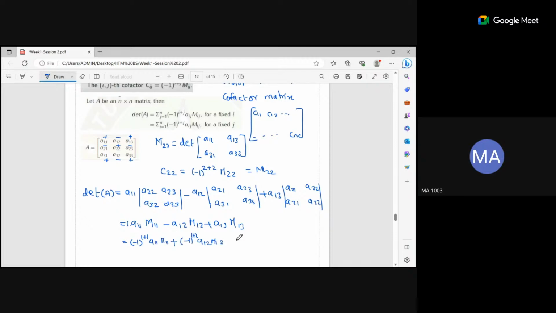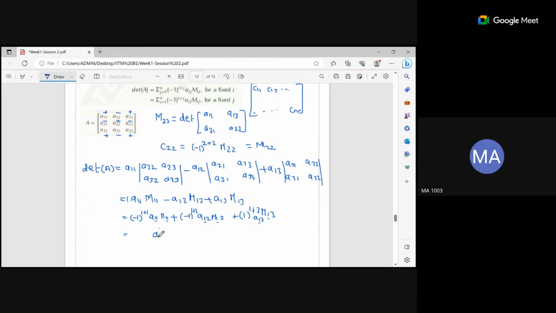And here plus 1 is there. So that I'm writing as 1 plus 3. Sorry, A13 is missing. A13, M13. Now you see that what is fixed here through this term. Everywhere you see that this 1 is fixed. So this is I. This 1 is your I. So a_1j, M_1j, and minus 1 power 1 plus j.